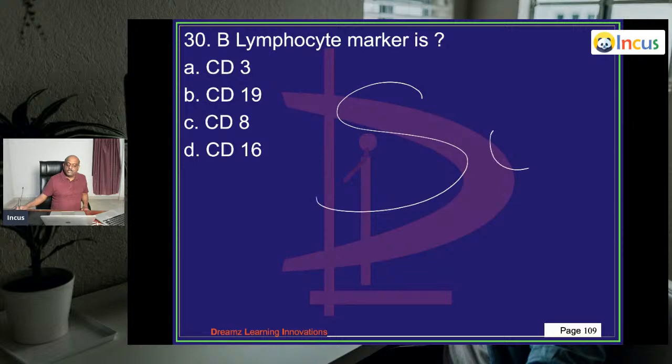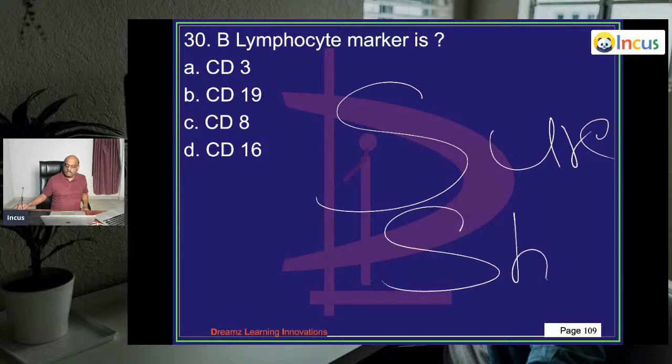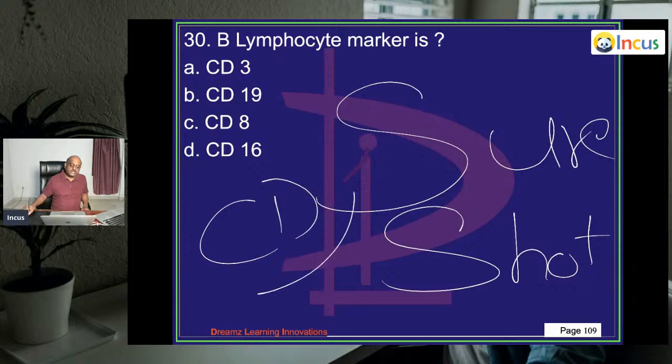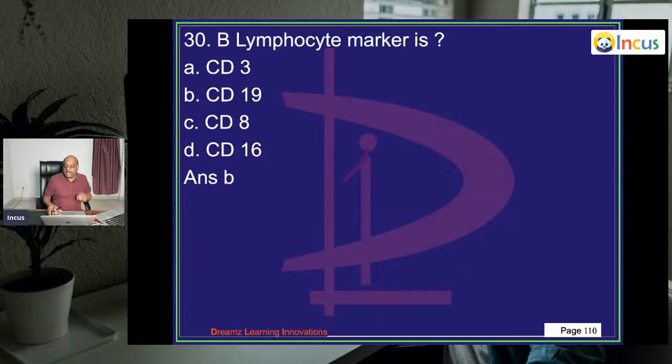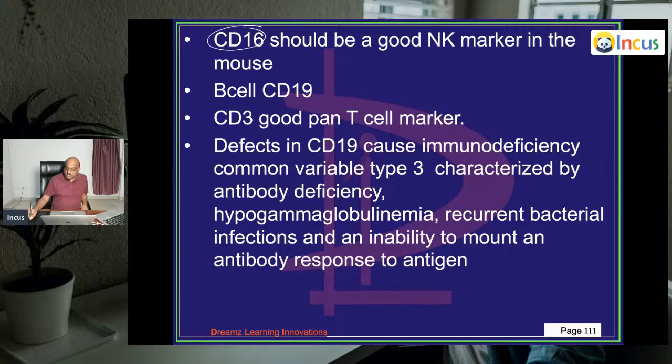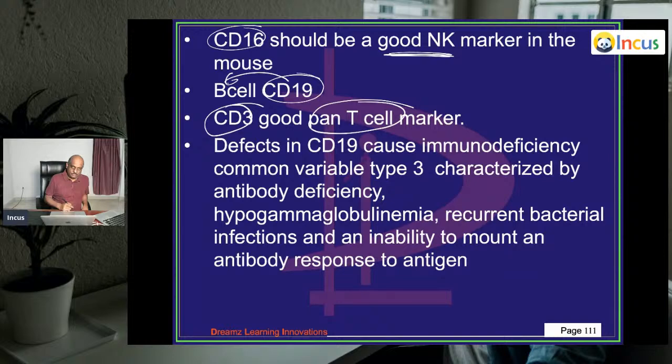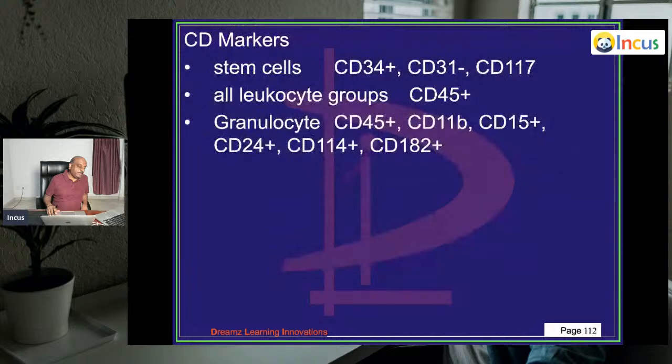Now this is another sure short MCQ. There is no question paper without a CD question. So doctor, CD19 is considered to be the B lymphocyte marker. CD16 is a good NK marker. CD3 is called pan T cell marker. And any defect in CD19 leads to common variable immunodeficiency of type 3, is what you need to remember.